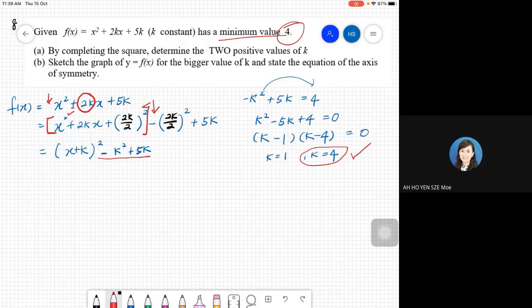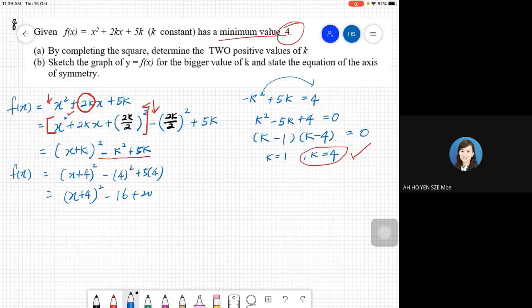We can substitute back inside the quadratic function, which becomes x plus 4, minus this one, 4 squared plus 5 times 4. So sorry, this is square here, which is 16 plus 20. So what is this? The last one? This one, minus plus 4. So this will be your quadratic function.